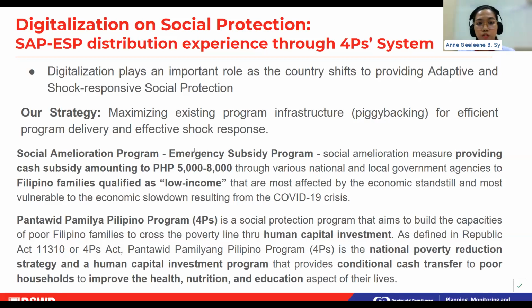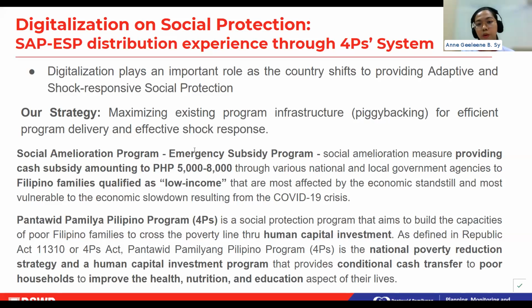The Department of Social Welfare and Development has been mandated to implement social amelioration measures. Thereby, the Social Amelioration Program, Emergency Subsidy Program, or SAP-ESP, under Bayanihan 1 and Bayanihan 2 law, was implemented for affected poor and low-income households, Pantawid Pamilyang Pilipino Program beneficiaries, households, and non-4Ps families as well. The SAP-ESP subsidy amounted from a minimum of 5,000 pesos to a maximum of 8,000 pesos a month for 2 months.